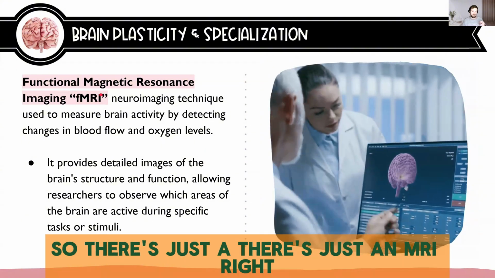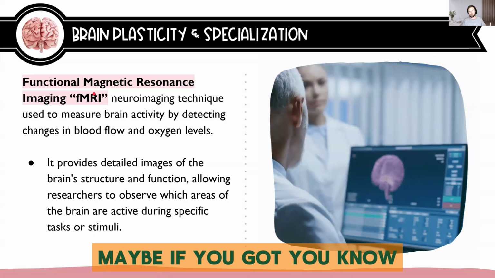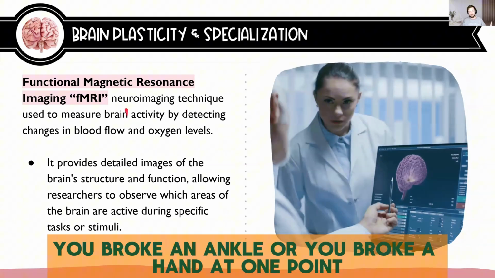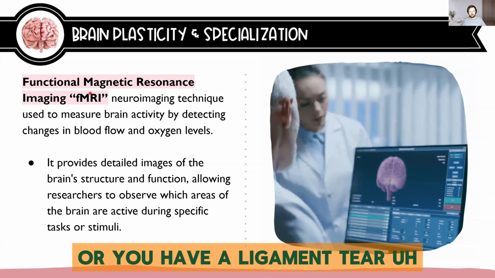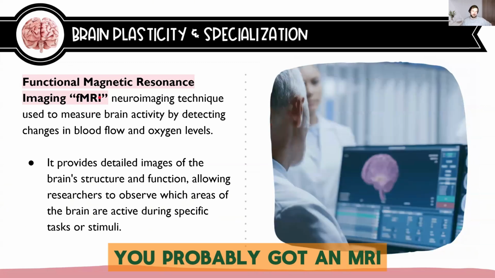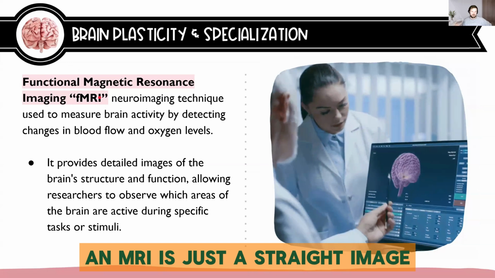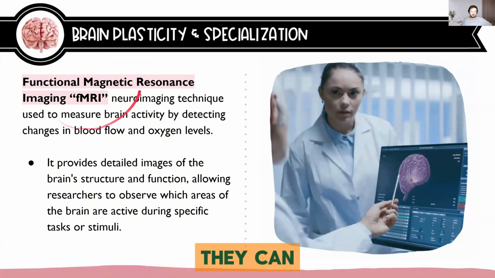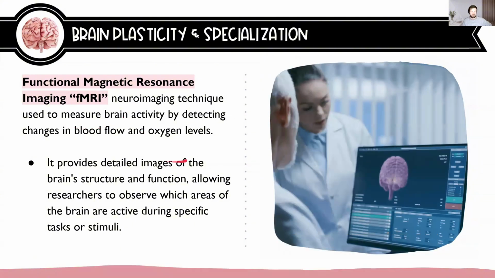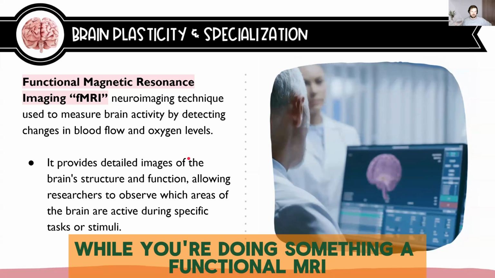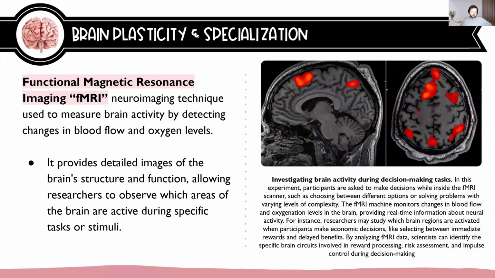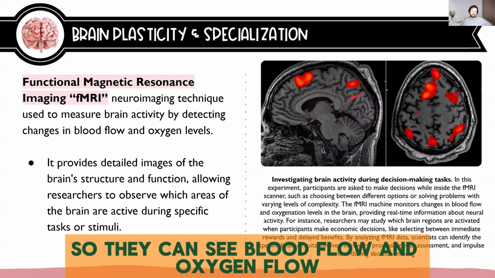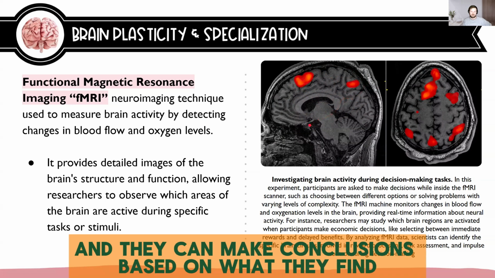So there's just an MRI, right? Maybe if you broke an ankle or you broke a hand at one point, or you have a ligament tear, you probably got an MRI. An MRI is just a straight image, flat image, but a functional MRI is they can see you during a certain task. So they can look at your brain activity while you're doing something, a functional MRI. So they can see blood flow and oxygen flow changes while you're doing a certain task, and they can make conclusions based on what they find.